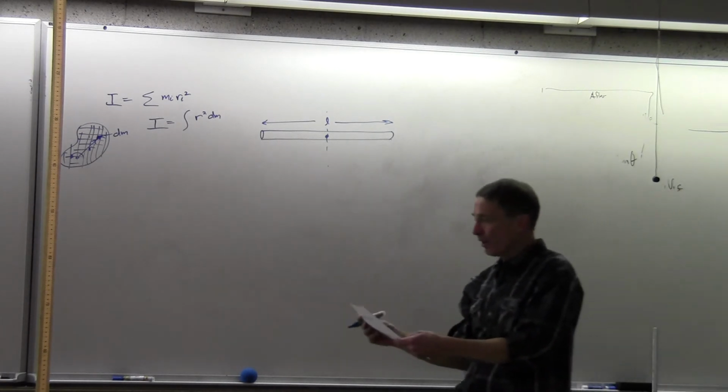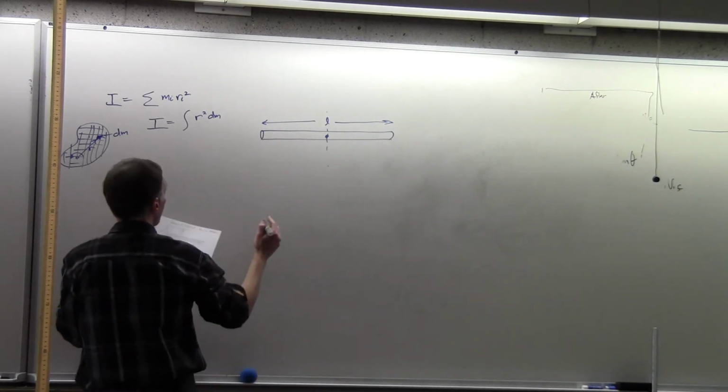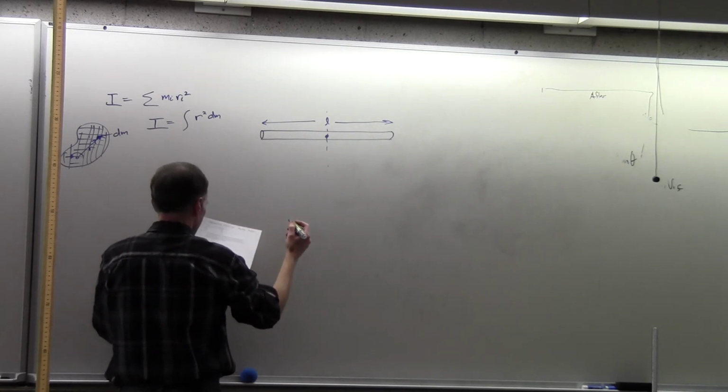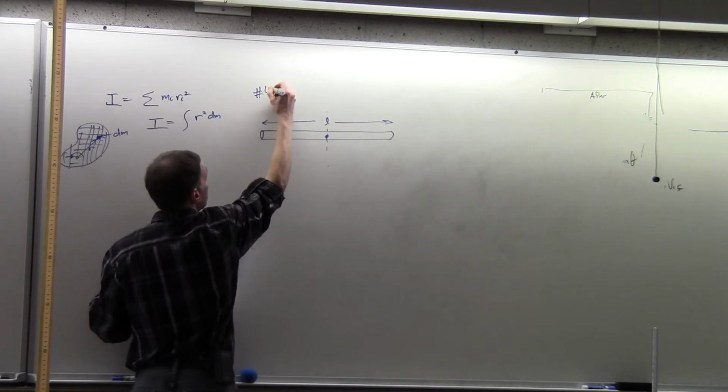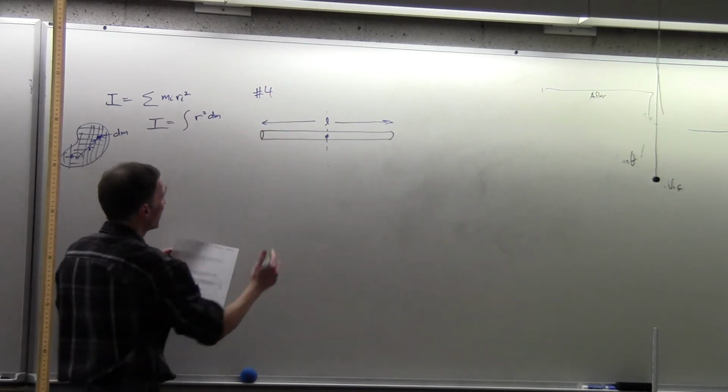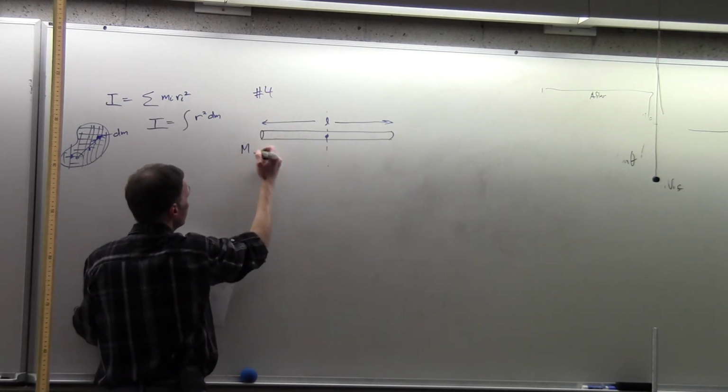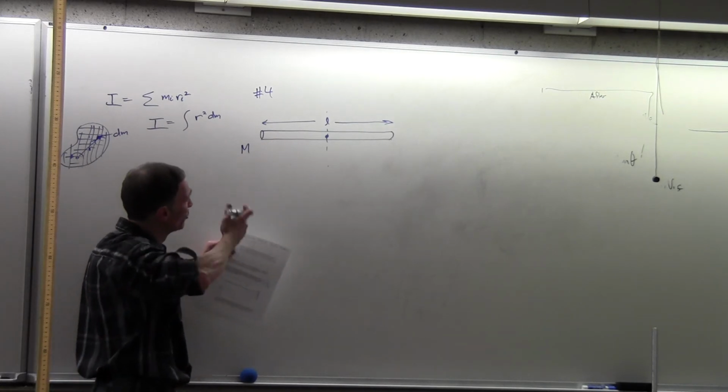This is number 4 on the practice problem, so this is where it is. And we're supposed to show that it's this familiar 1/12 mL squared. So, okay, now it's got some mass to this thing. And we need to break it up into a bunch of pieces.